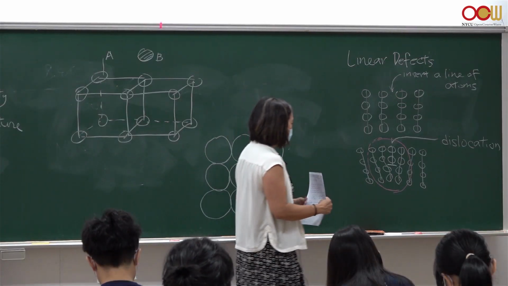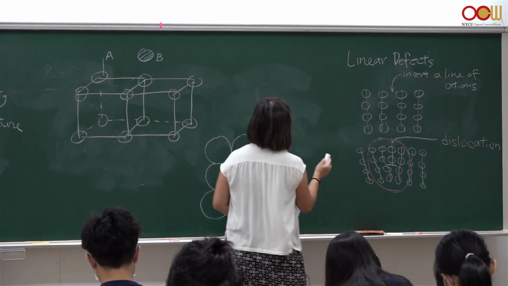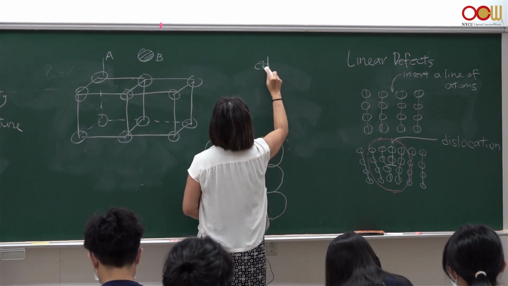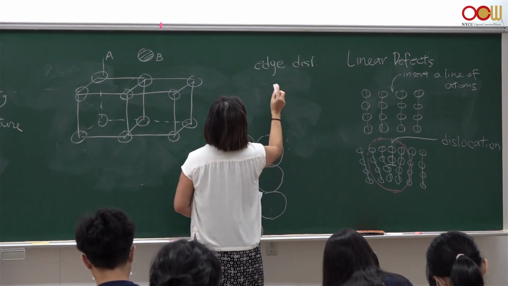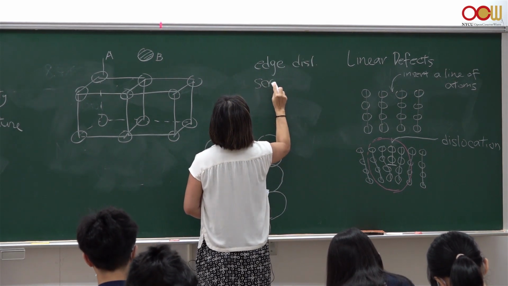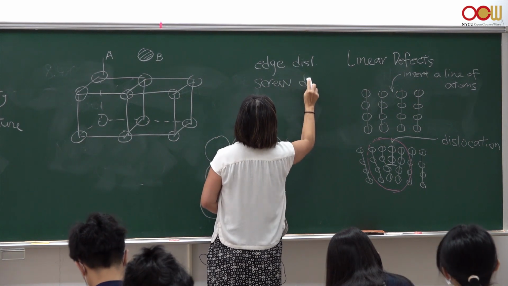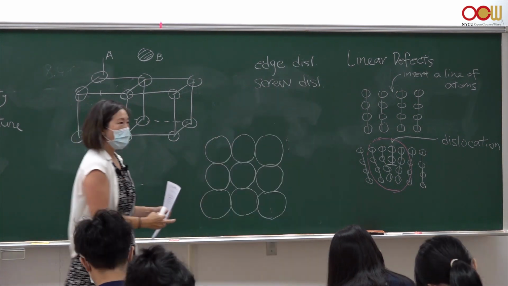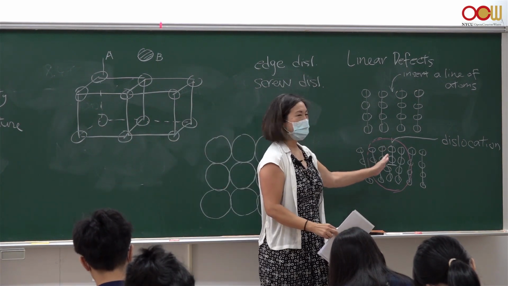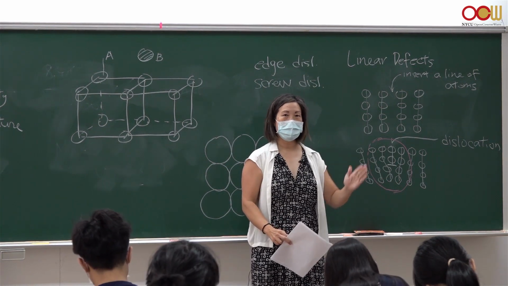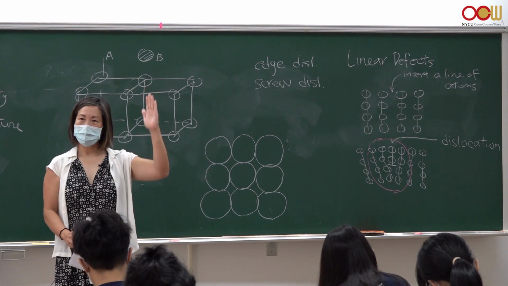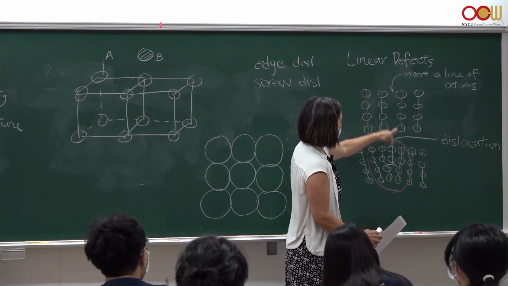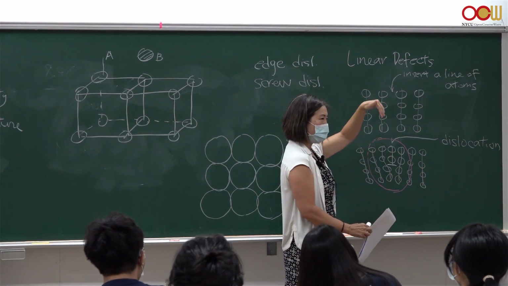You have two kinds of dislocations: edge dislocations and screw dislocations. The edge is kind of like what I've drawn here. It's a row of atoms that are out of place, but perpendicular to the direction of the atoms. So you just insert it.